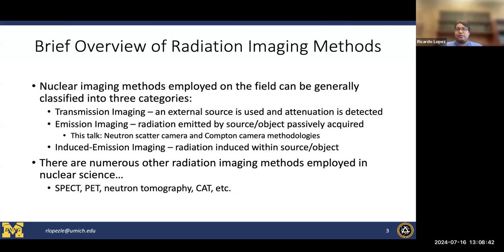Now, this is just, broadly speaking, three general categories that could be used to classify the kind of imaging methodologies used. However, there are numerous other kinds of methods that could be employed, and not just in nuclear safeguards, but other applications, such as, to give you an idea, nuclear science or medicine. We have, of course, SPECT, PET, neutron tomography, CAT, and a whole lot of other imaging methods. But again, for this particular talk, we'll specifically be focusing on the two scatter based ones with the neutrons and the gammas.